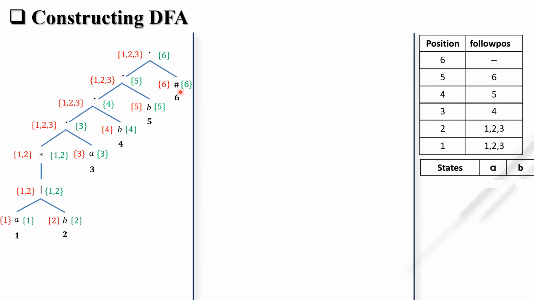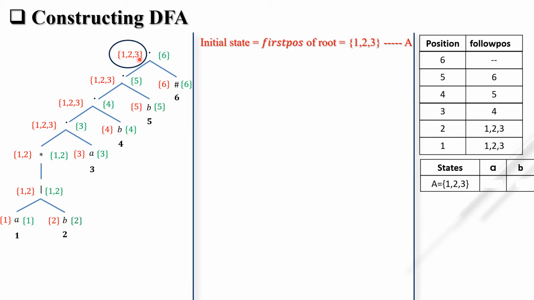So what is our initial state? In NFA, what is our initial state? The null closure of 0 is our initial state. Here, the topmost symbol, that is the concatenation symbol or any other symbol, if it is at the top, then the first position is our starting state. So what is our starting state? This 1, 2 and 3. The first position of the root node. What is our root? This concatenation symbol. And what is the first position? This 1, 2 and 3. So we name it A. So what is our next step?